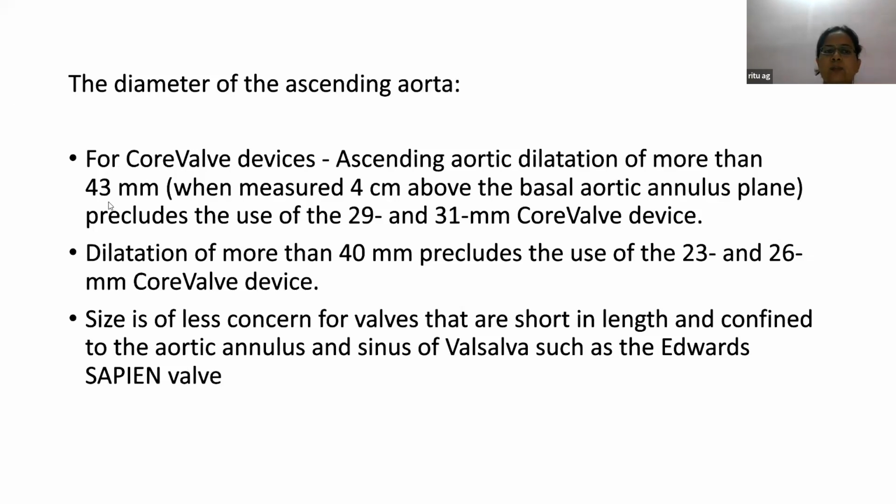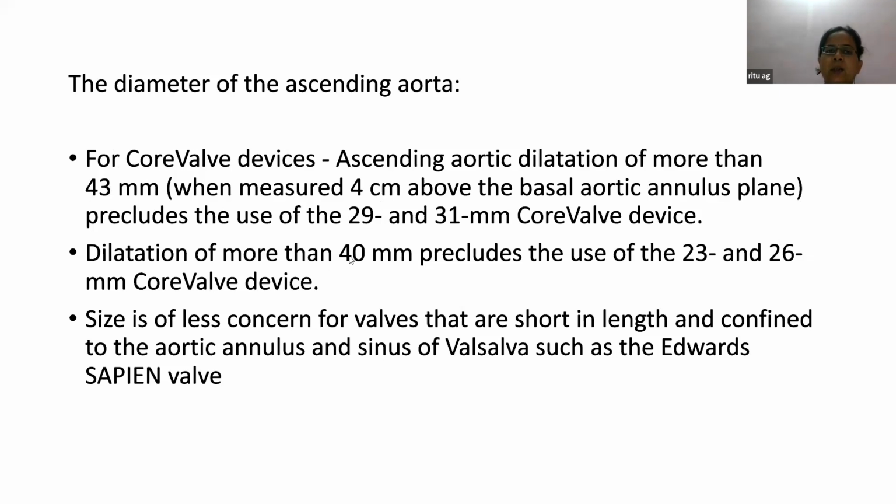If the aorta is more than 43 in size, and this 43 is measured 4 centimeters above the aortic annulus, so you go from the aortic annulus 4 centimeters above it and you measure the aorta at that plane. If the size is more than 43, then we cannot use a 29 and 31 mm CoreValve device, because as you might remember, the CoreValve device will sit partially in the ascending aorta.